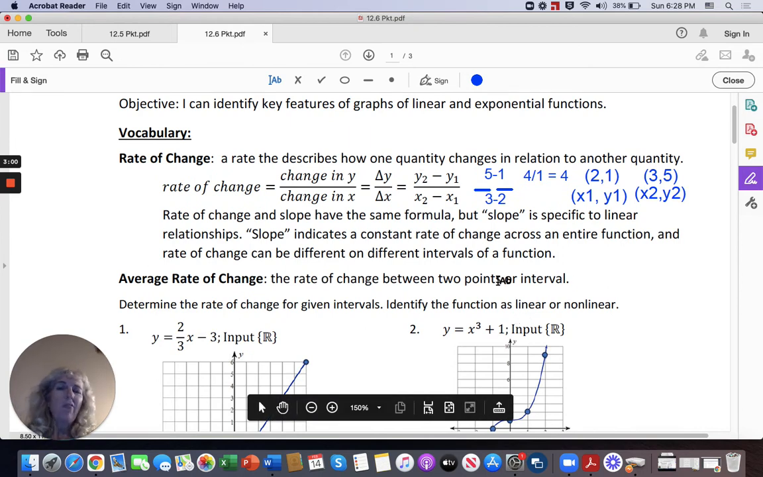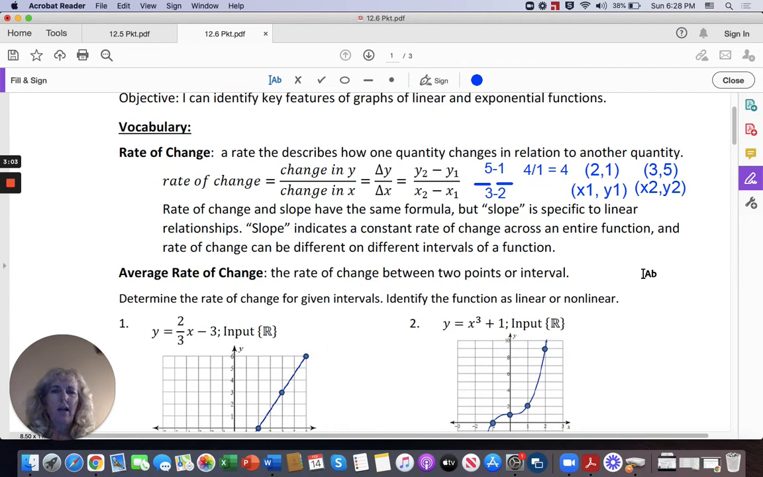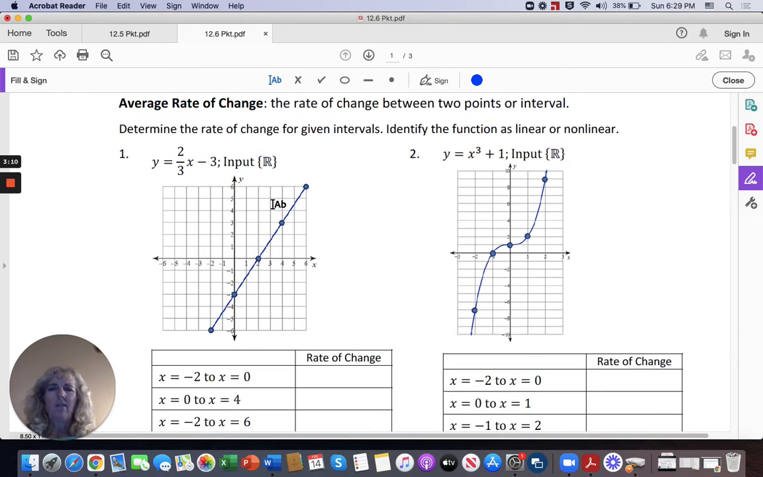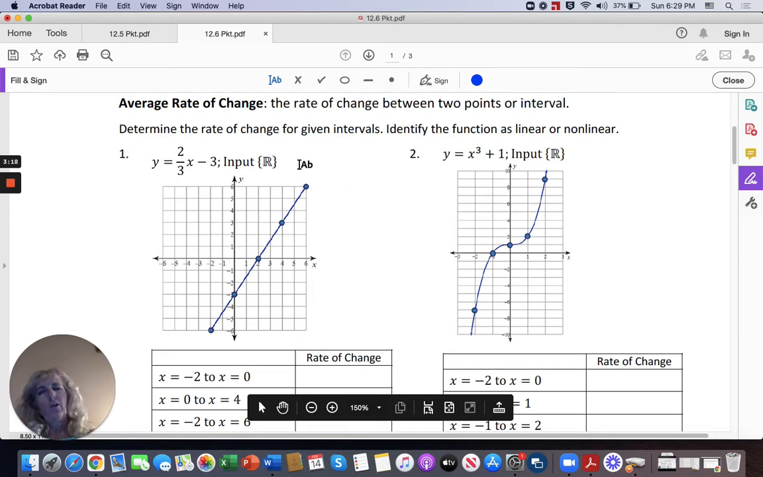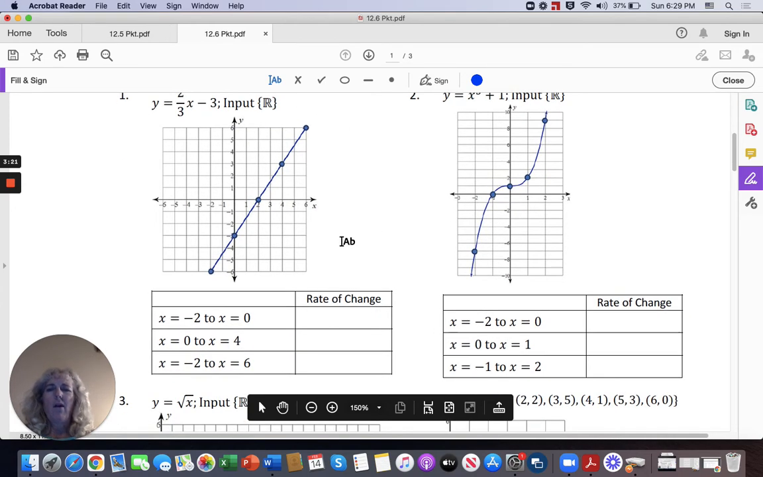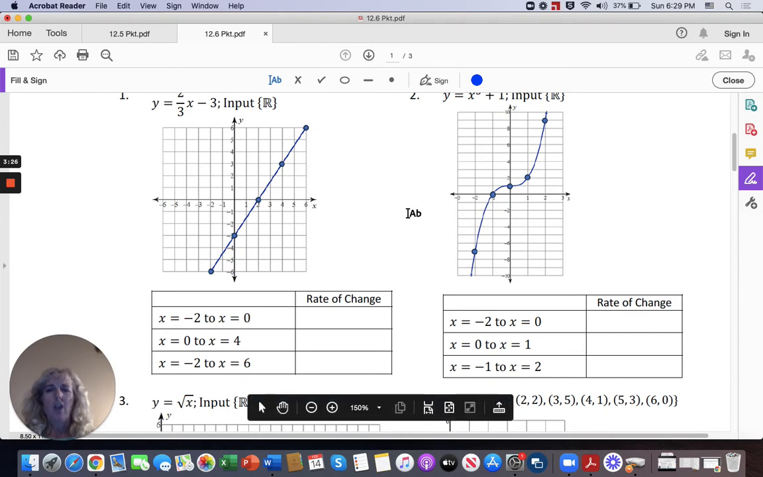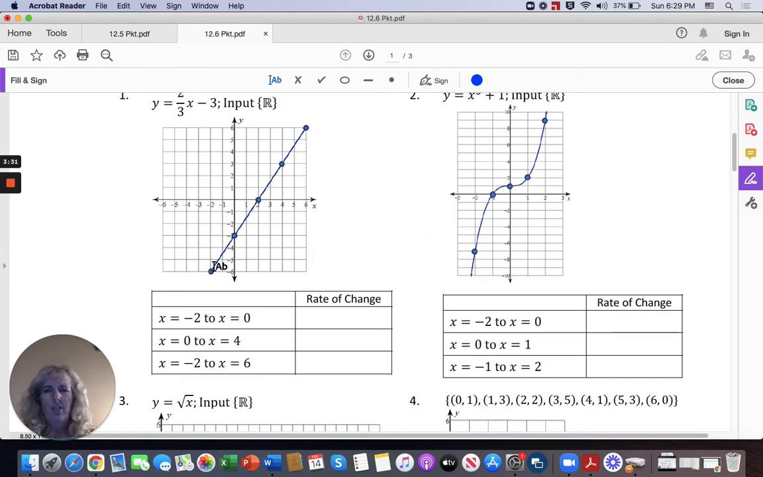However, we're going to find the average rate of change. The average rate of change is the rate of change between 2 points or in an interval. So we have this graph right here, y equals 2/3 x minus 3. Input means all real numbers. We're putting in every real number for our x values. However, we're only going to look between x is -2 to x is 0. So x is -2 is right here, and it goes all the way down to -6 as my y value. And when x is 0, -4 is my y value.